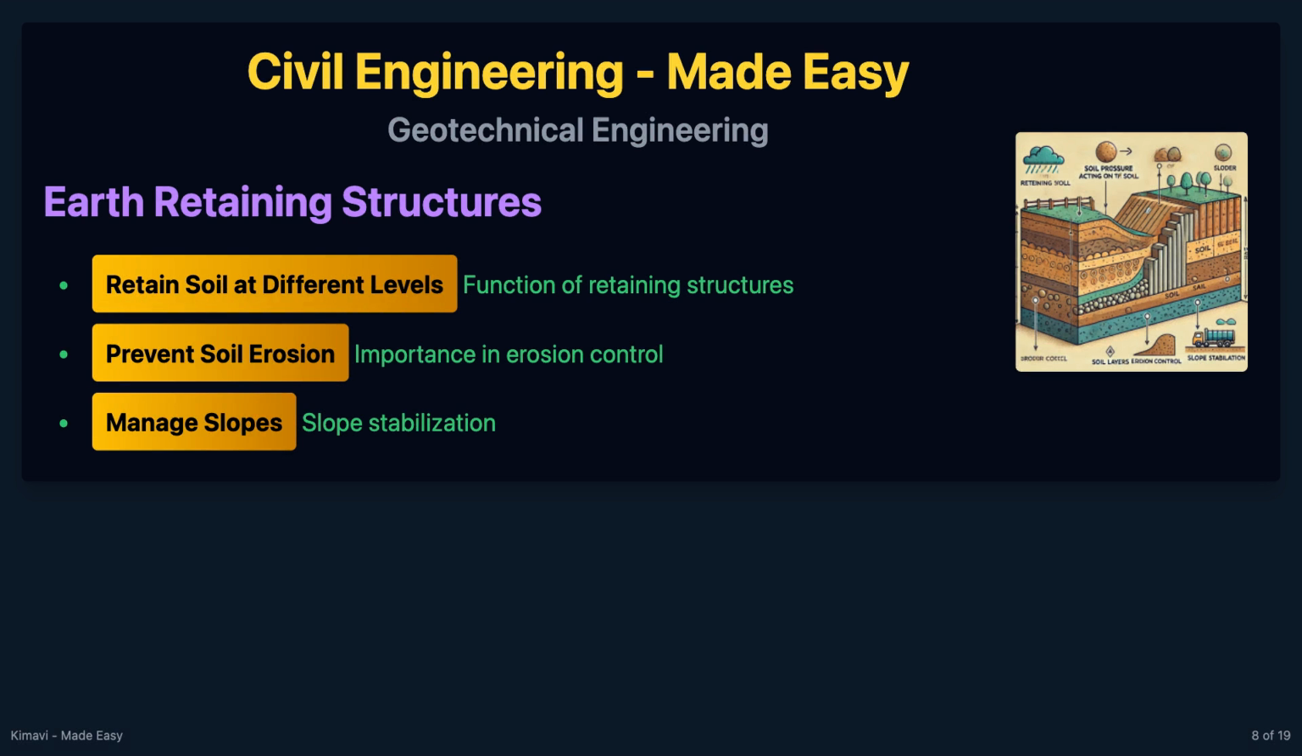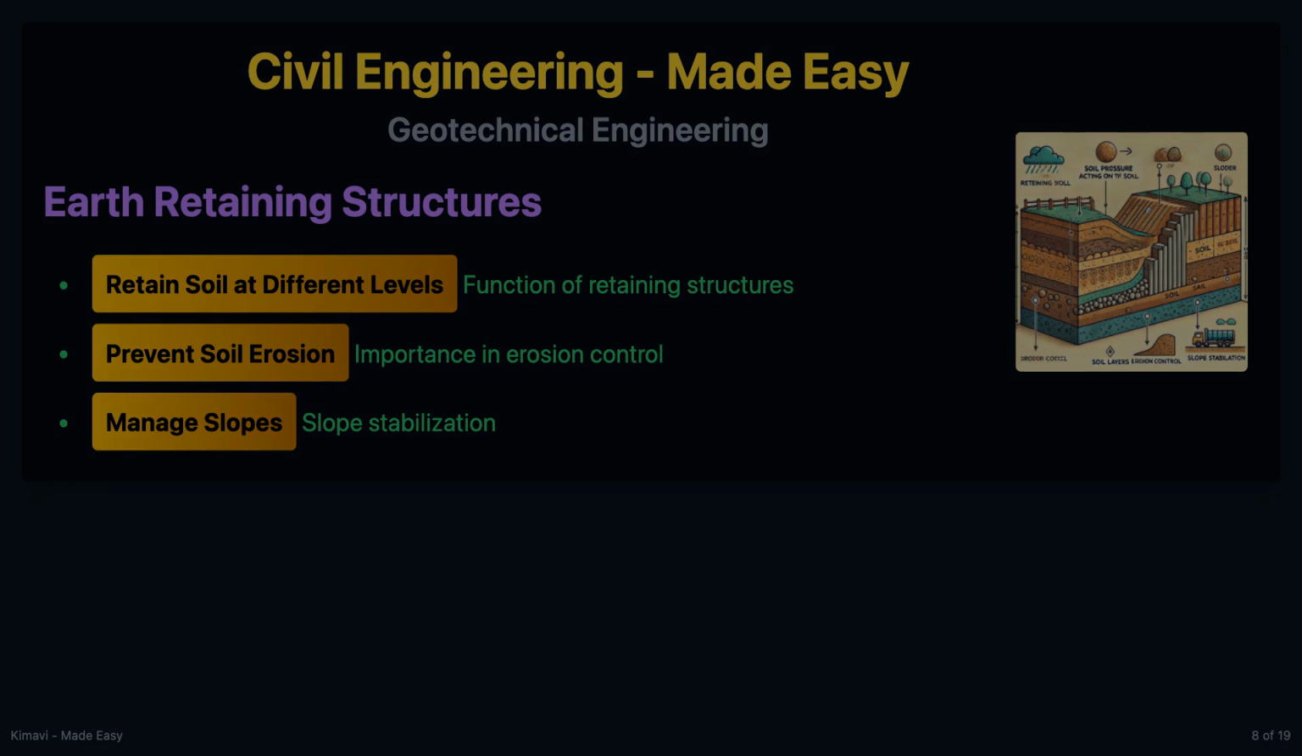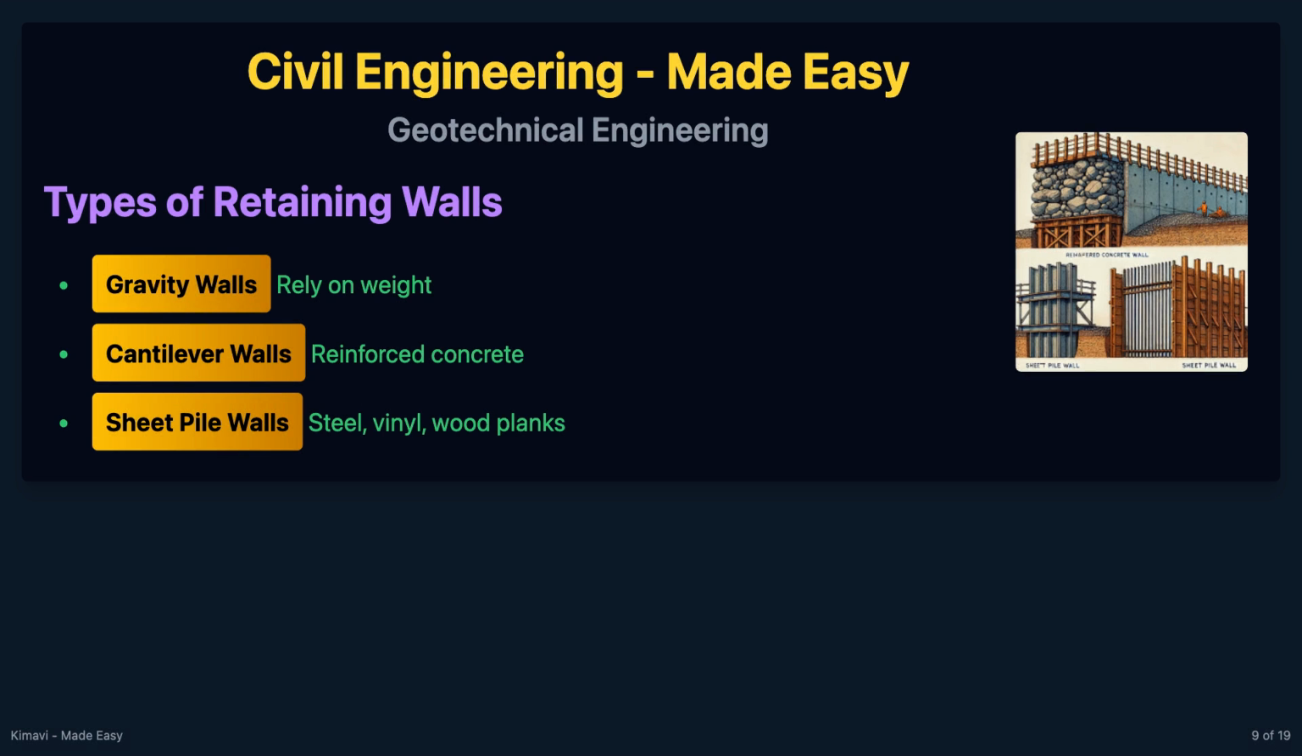Earth-retaining structures are used to retain soil at different levels on either side of the structure. They are essential in preventing soil erosion and managing slopes. There are various types of retaining walls. Gravity walls rely on their weight to retain soil. Cantilever walls use a reinforced concrete stem and base to resist pressure. Sheet pile walls are made of steel, vinyl, or wood planks driven into the ground.